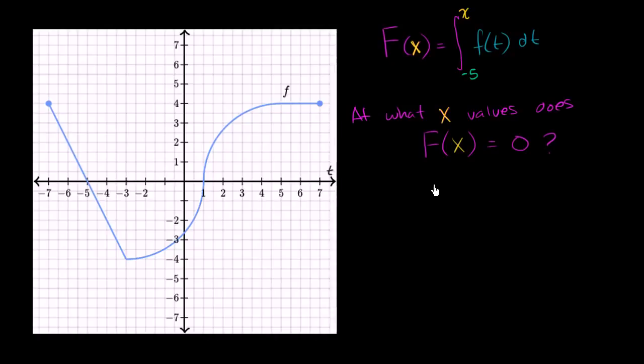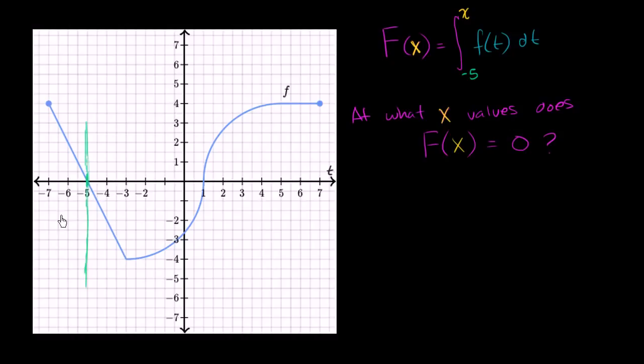So I'm assuming you've had a go at it, so let's just think about what this function, capital F of x, is really talking about. Well, one way to think about it is, it's the area between t equals negative 5 and t equals x that is below the function f of t and above the t-axis. And if the area is the other way around, if it's below the t-axis and above the function, it's going to be negative area. So we're looking at t equals negative 5, which is this boundary right over here.